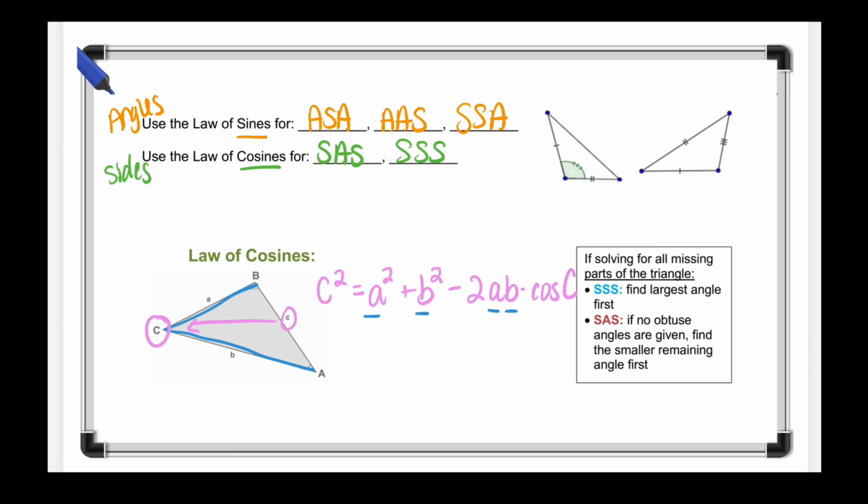Now, when you are solving for missing parts of your triangle, if your triangle has a congruency SSS, you want to find the largest angle first, and that's to avoid the ambiguous case. And if you have the congruency of SAS, if there is no obtuse angle given, you can find the smaller remaining angle first.